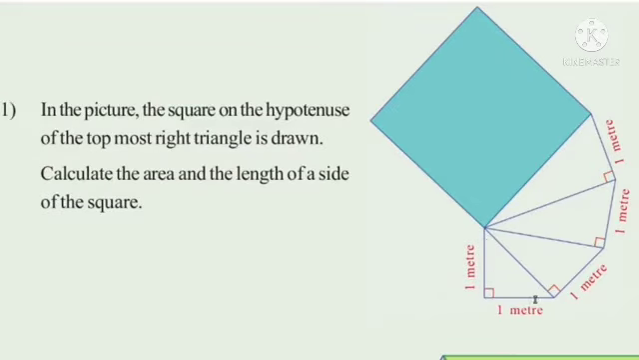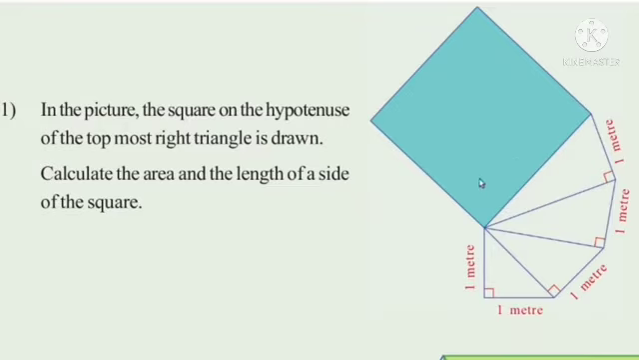See, there is first a small right angle triangle with sides 1 meter each. Then the hypotenuse will be root 2. And the second right angle triangle has sides root 2 and 1. The hypotenuse will be root 3. And the third right angle triangle with root 3 and 1, the hypotenuse will be root 4. And the fourth right triangle with root 4 and 1, the side of the square will be root 5. We get the side of the square as root 5.